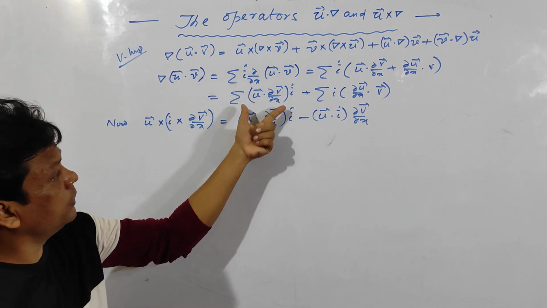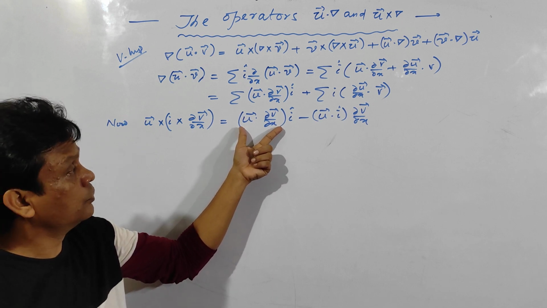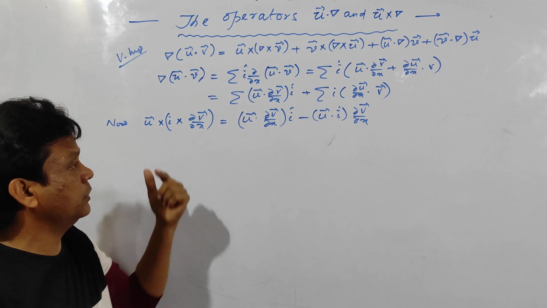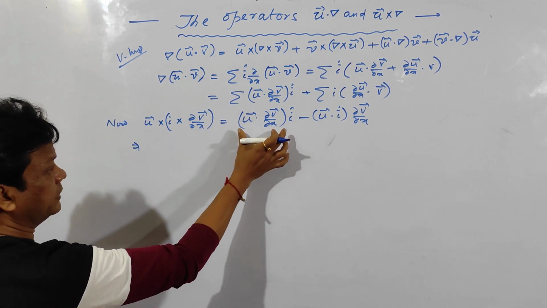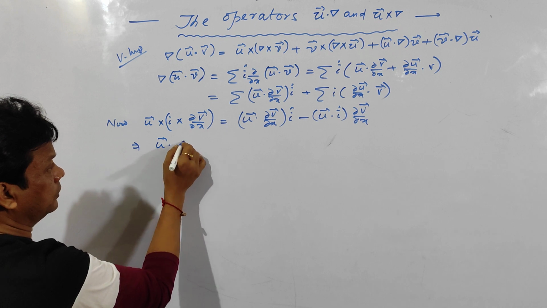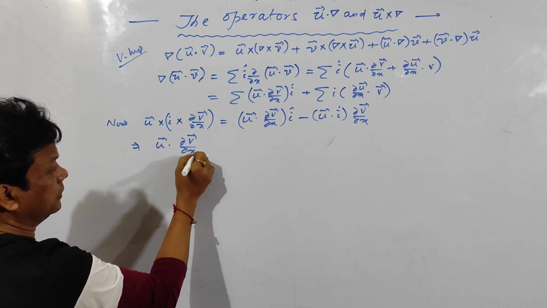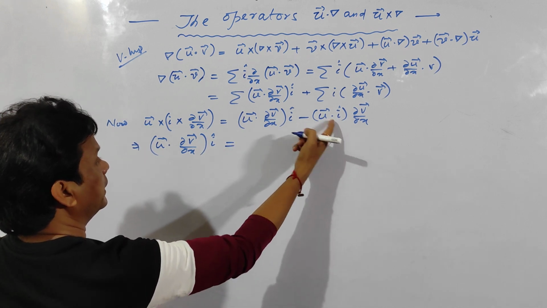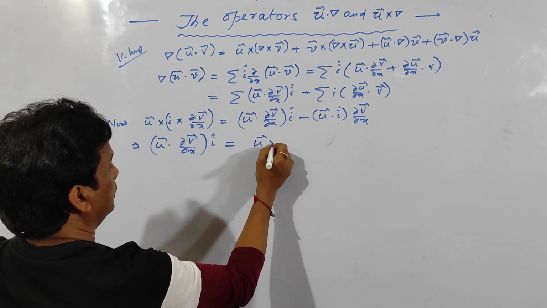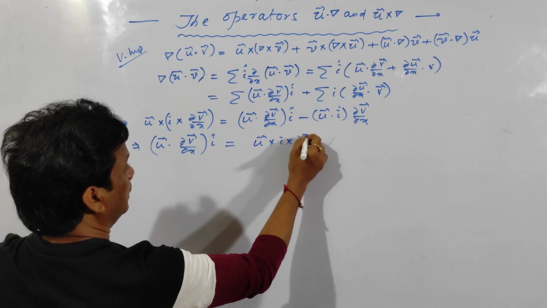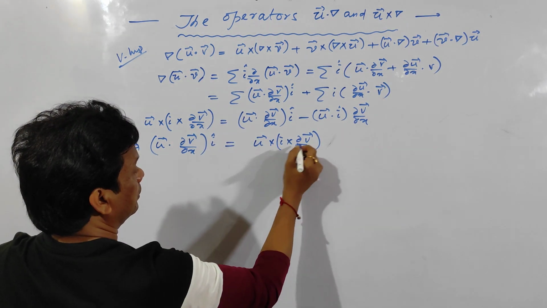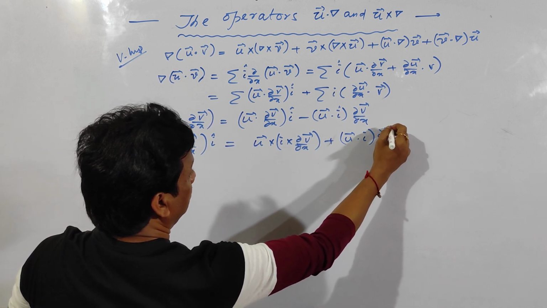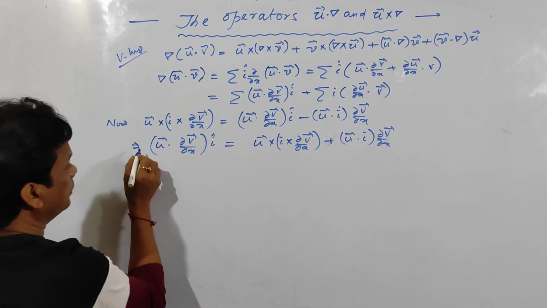Now this factor is similar to this factor. So this minus will come to this side, so that it becomes positive. So what is the value of this one? u dot del v by del x into i cap is equal to u cross i cross del v by del x plus u dot i into del v by del x, and take the summation.